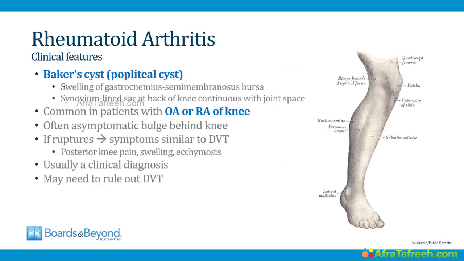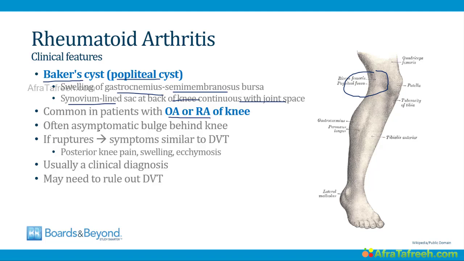Another clinical feature of RA you should know about is the development of a Baker's cyst or a popliteal cyst. This is a cyst that develops at the back of the knee, caused by swelling of the gastrocnemius semimembranosus bursa. This is a fluid-filled, synovium-lined sac at the back of the knee that's continuous with the joint space, and it can swell and develop into a cyst. And Baker's cysts commonly develop in patients who have either osteoarthritis or rheumatoid arthritis of the knee.